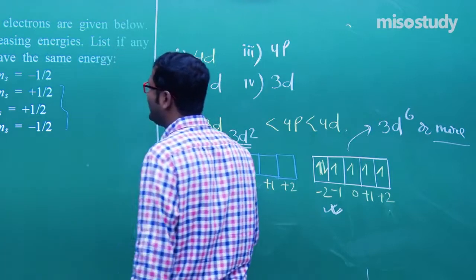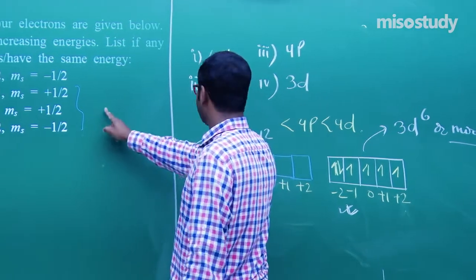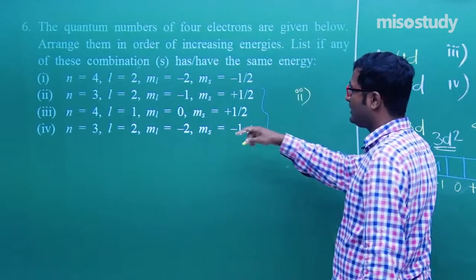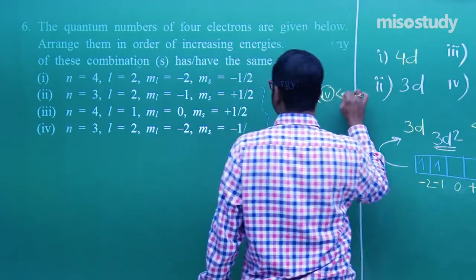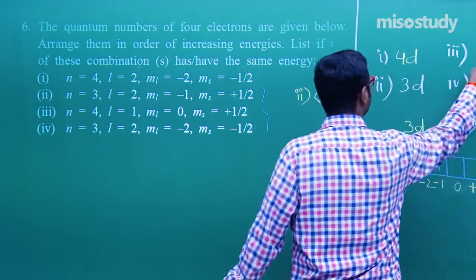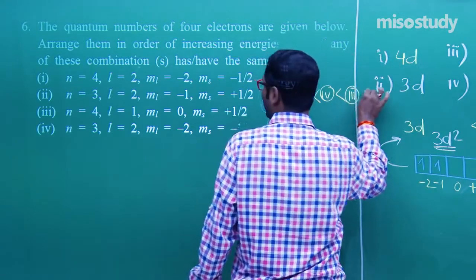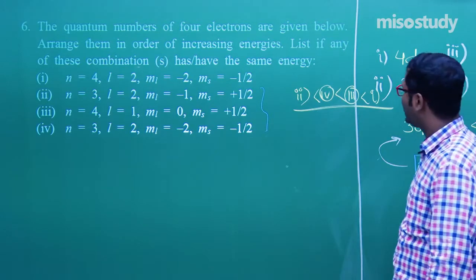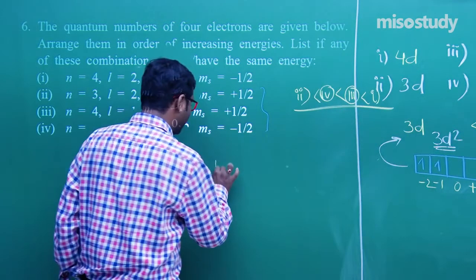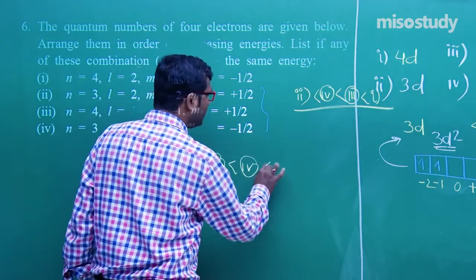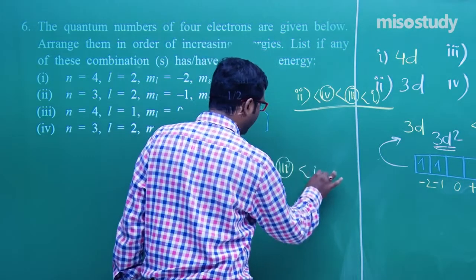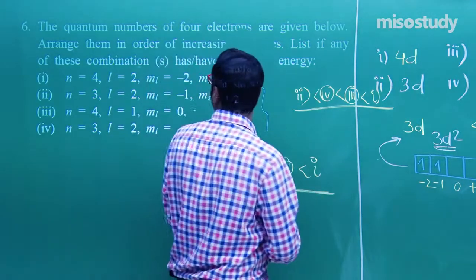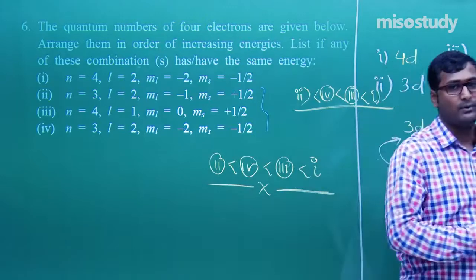So we will tell the order: first, second, then we get fourth, then 4d, then 4p, then we get third, and then we get first. Third, second, fourth, third and first. Again I am writing here: second, fourth, third and first. Clear my friend? I think you can easily solve such kind of question.